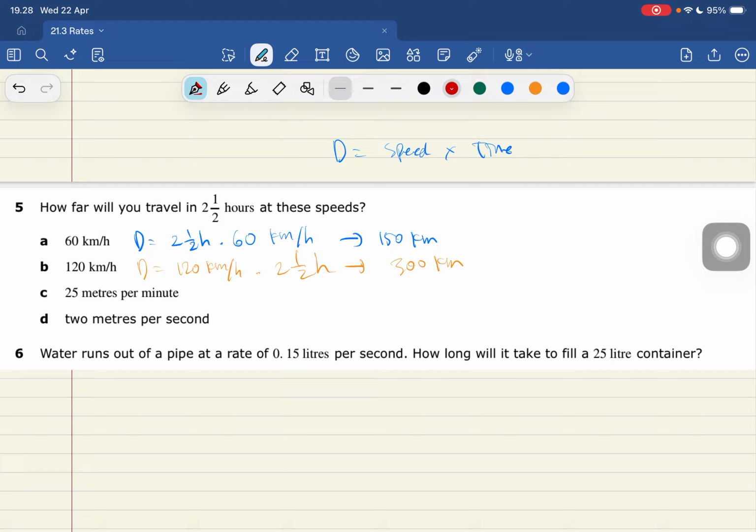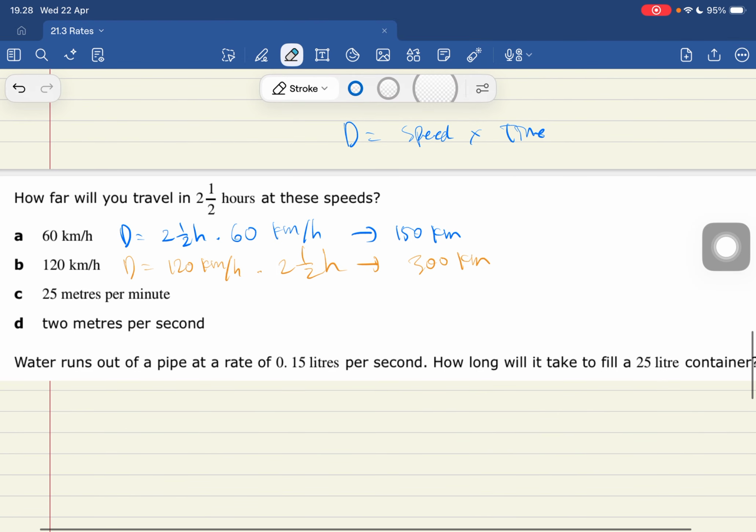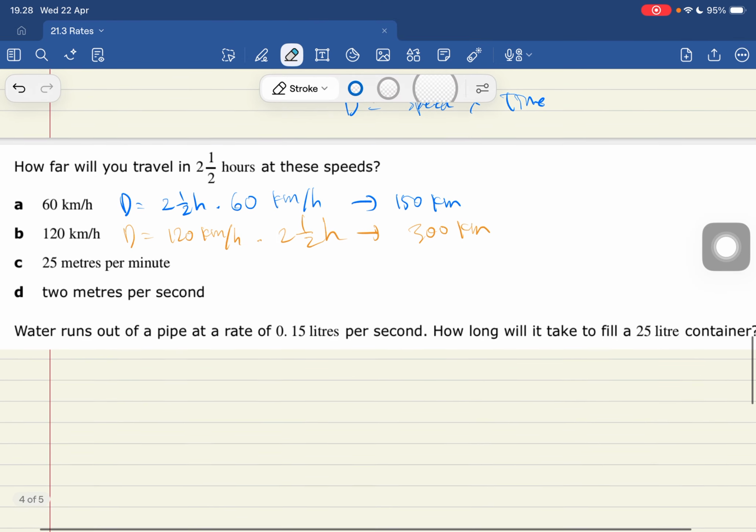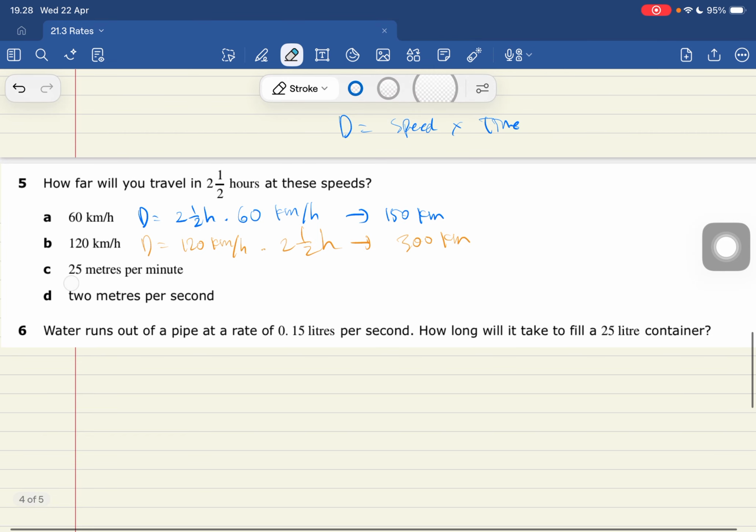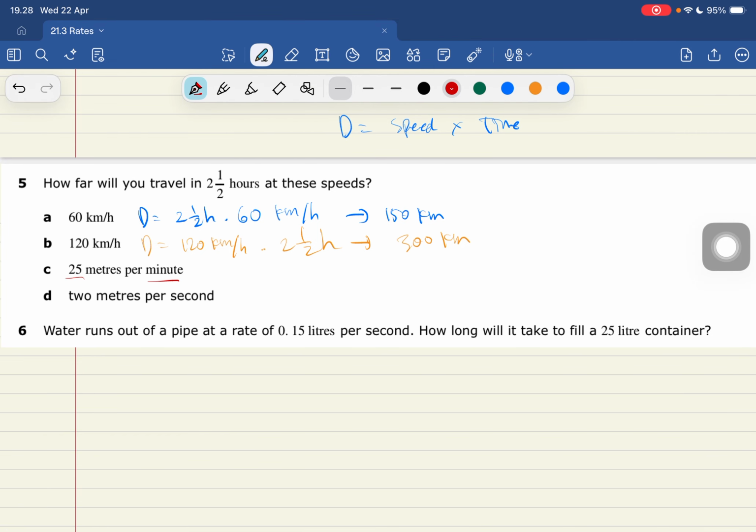Okay, let's write it in decimal. Look at it, this is meters, and here is minutes. So we need to change it. Look at it, 25 meters per minute.